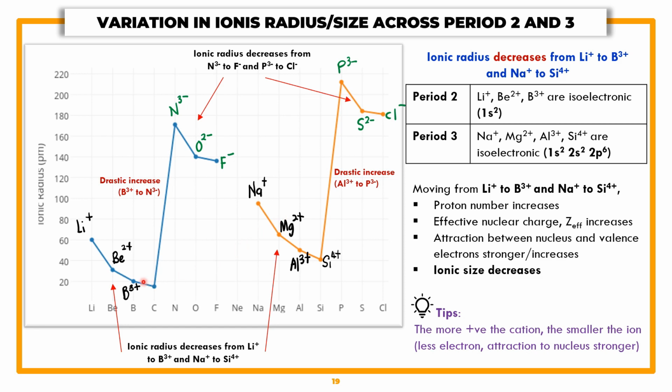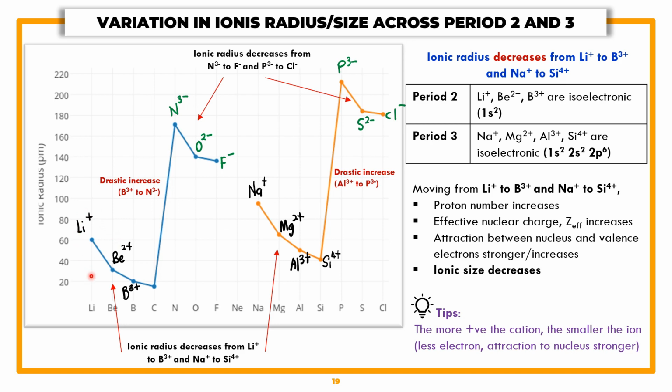So, from the shape of the graph, kita boleh nampak bahawa as the positive charge increases, the cation size will decrease or become smaller. So trend yang sama dapat kita perhatikan juga untuk period 3. So as the positive charge increases, the size of the cation will decrease. So for this trend, ionic radius decreases from lithium plus to boron 3 plus in period 2 and sodium plus to silicon 4 plus in period 3. So what is the reason?